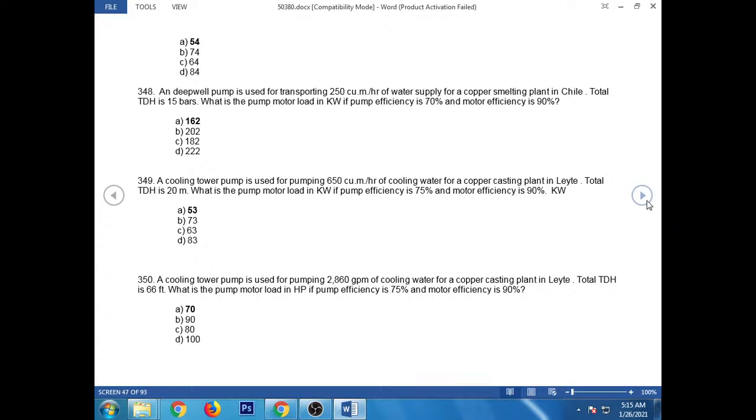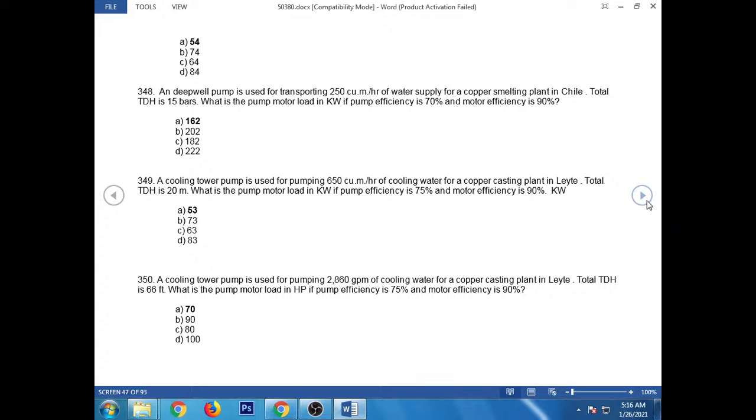A deep well pump is used for transporting 250 cubic meters per hour of water supply for a copper smelting plant in Chile. Total TDH is 15 bars. What is the pump motor load in kilowatts if pump efficiency is 70% and motor efficiency is 90%? Answer: 162.